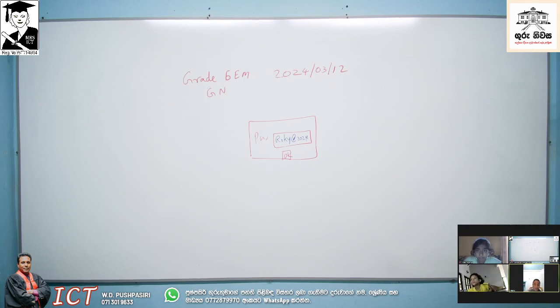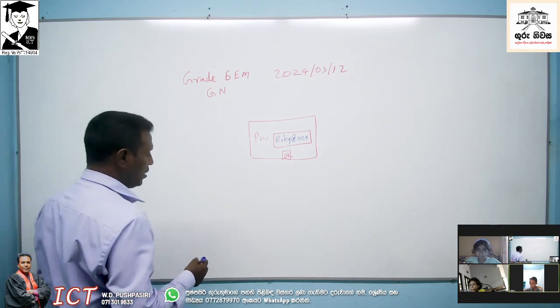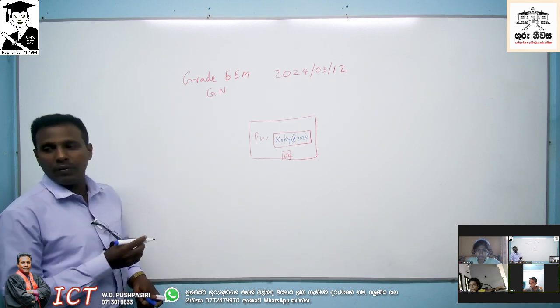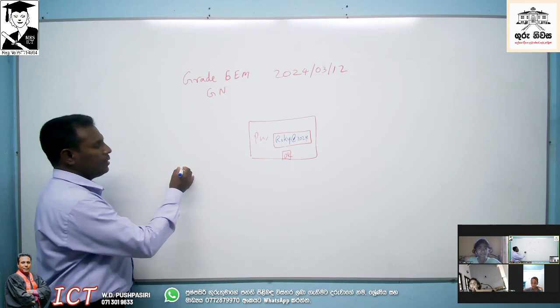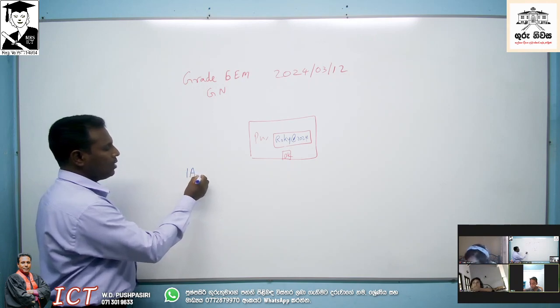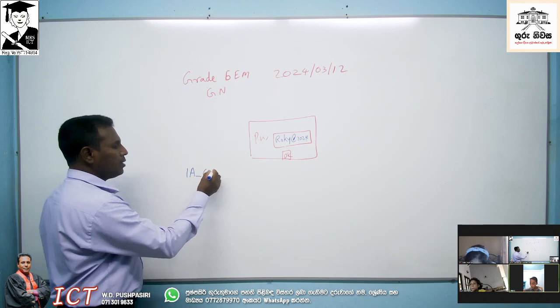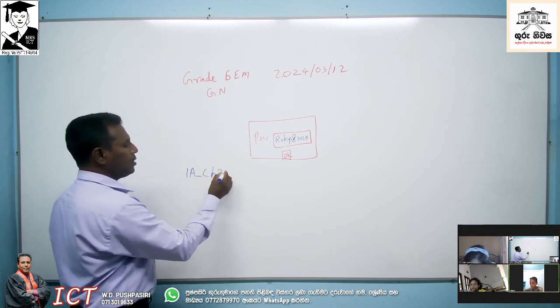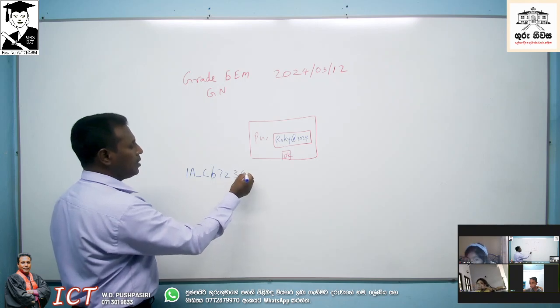Yes, sir. Okay, let's see. Tell me your password. 1 capital A, dash, capital C, simple b, question mark, 2, dash, 3, bracket, simple z, bracket.